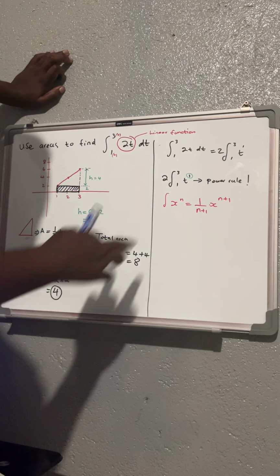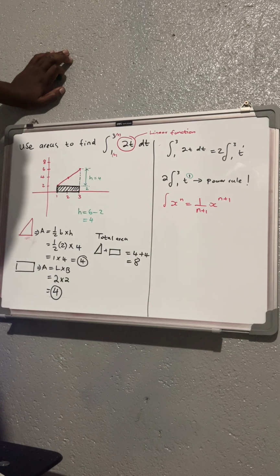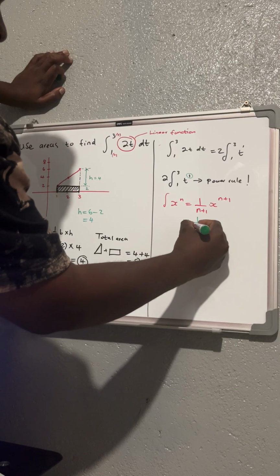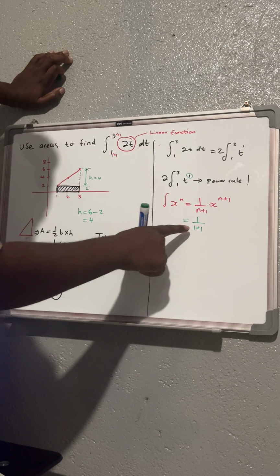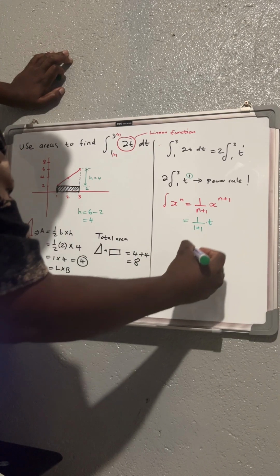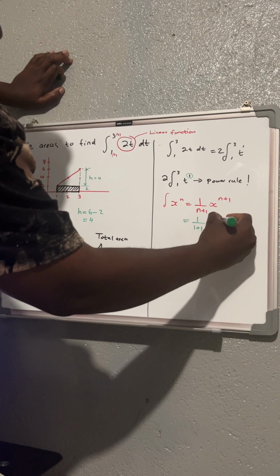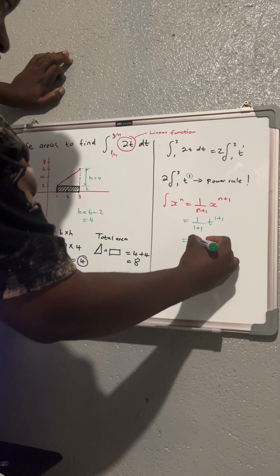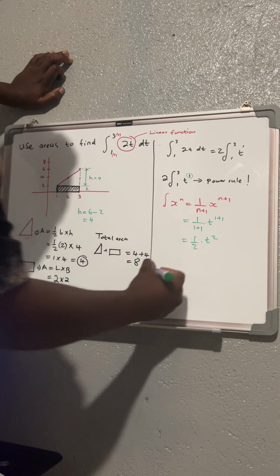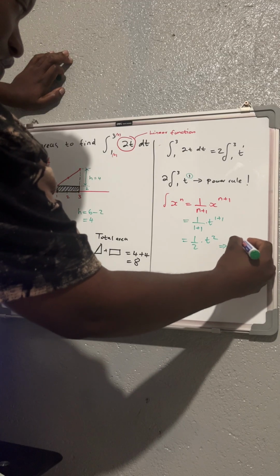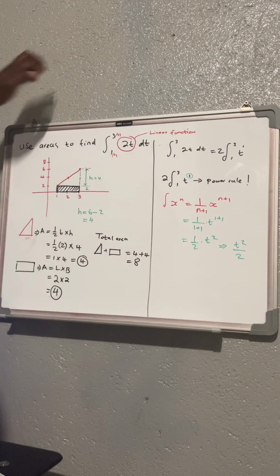So if I'm about to take this t here, what will I have? I will have my 1 over 1 plus 1, the 1 for the n. Then here I'm going to multiply by the t, then here I'm going to have 1 plus 1. What will this give me? This will give me 1 over 2 multiplied by t to the exponent 2. So the final answer for this one will be t squared over 2.